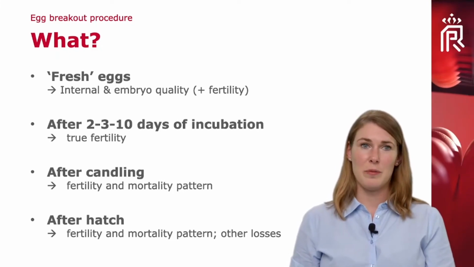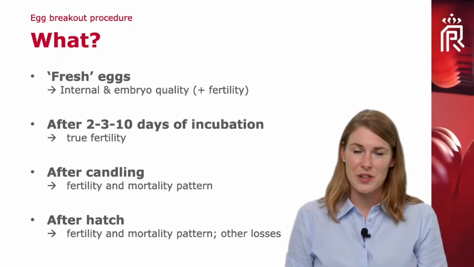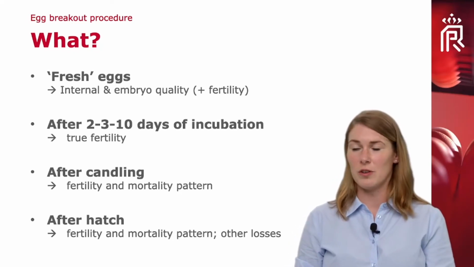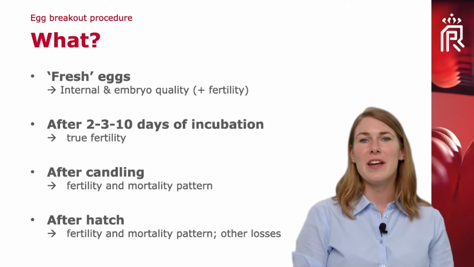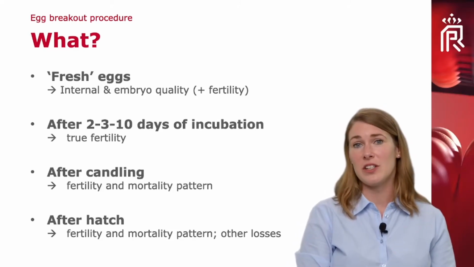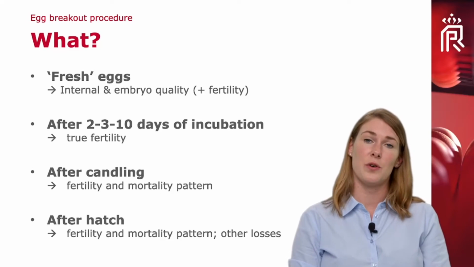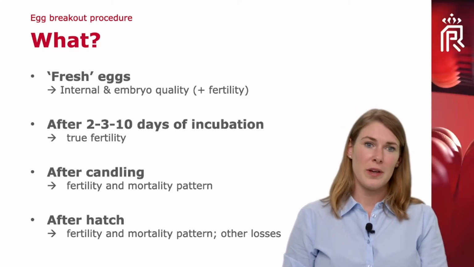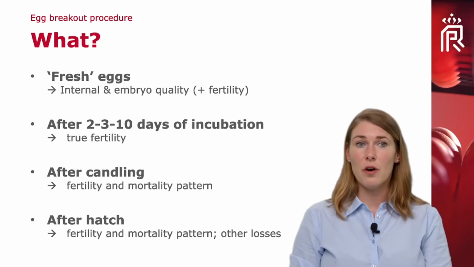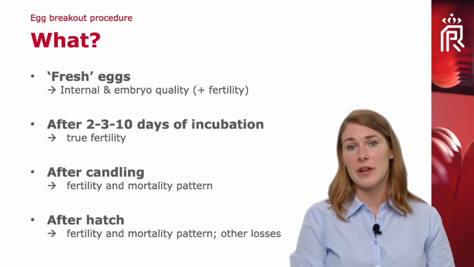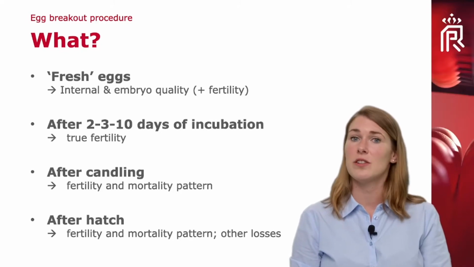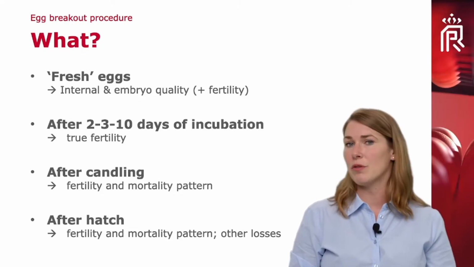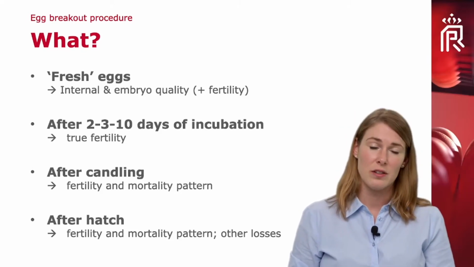Now, what can we break out? There's a lot of eggs in your hatchery. We can break out all of them, but you would have no chicks whenever. So let's not do that. We can break out a few eggs from fresh eggs. Then we can look at the internal quality, the embryo quality. If you're already doing a breakout of these eggs, you can also directly look at the fertility and the stage of the embryo. You can also do a breakout after 2 or 3 or maybe 10 days of incubation.